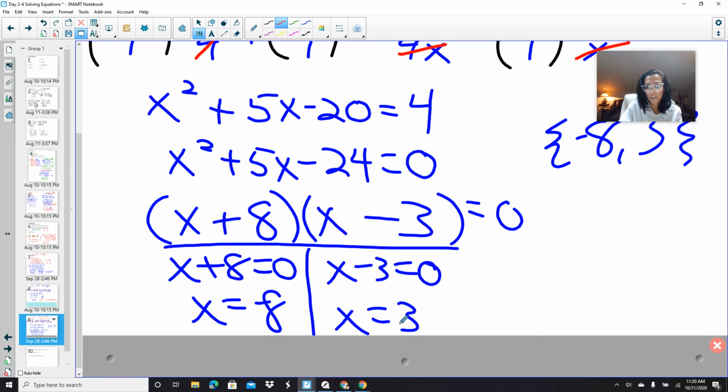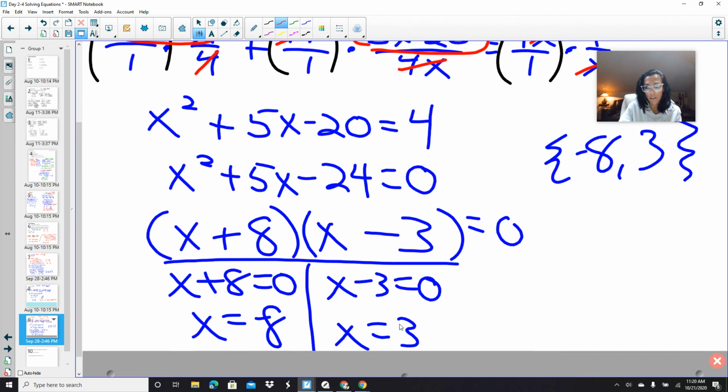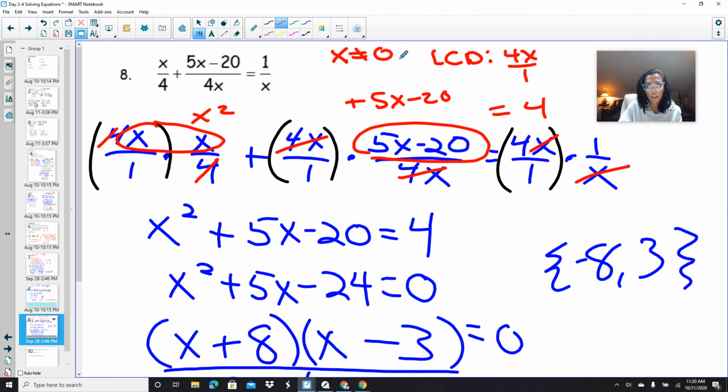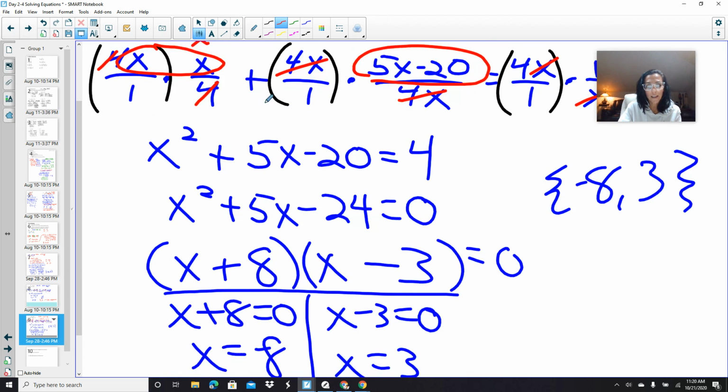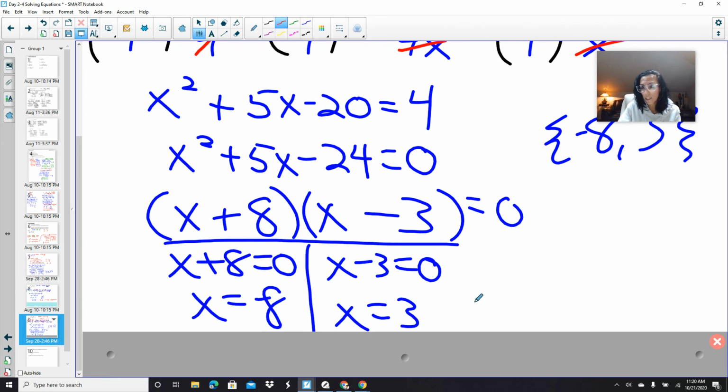Do these solutions conflict with my domain restrictions? Let's go back up. I'm saying x just can't be 0. If I replace this x and this x with -8 or 3, the denominators are not 0. So those are fair game. Those are solutions. And so we have -8 and 3 as our solutions.